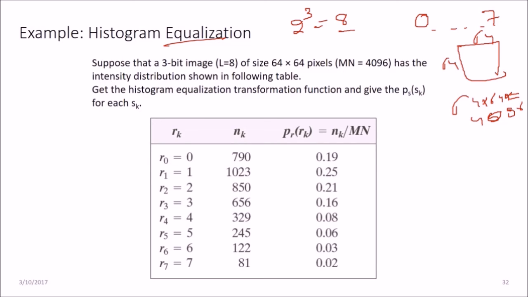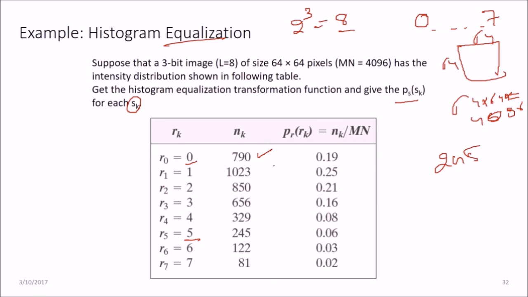So this has the intensity distribution like this. We can get the histogram equalization transformation function and give the PS SK for each SK. How? Please understand very carefully. For R0 equal to 0, we have 790 pixels with the value 0 in the image, and we have 245 pixels with their intensity value as 5.